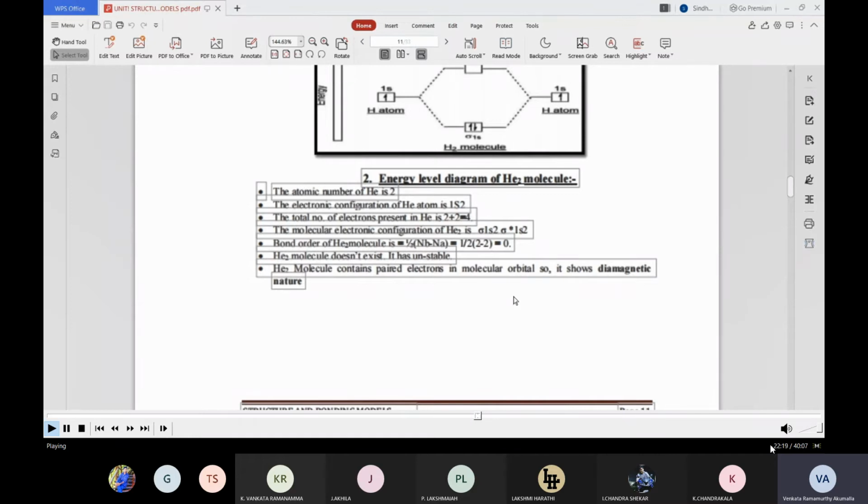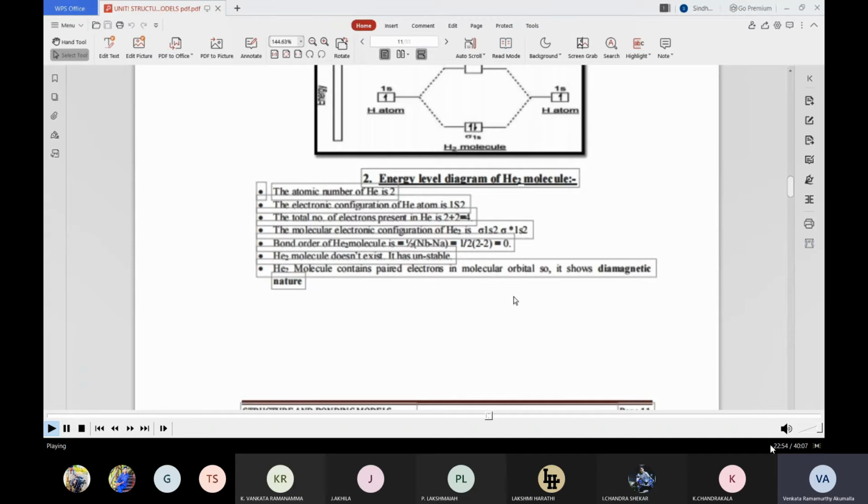The molecular electronic configuration of the helium molecule is sigma 1s2, sigma star 1s2. Sigma means bonding orbitals, and sigma star means anti-bonding orbitals. That is the difference between the two orbitals: the sigma molecular orbital is the bonding orbital and the sigma star orbital is the anti-bonding orbital.